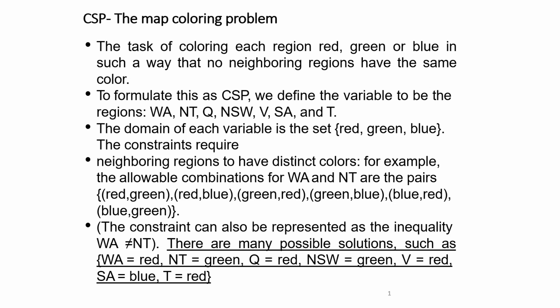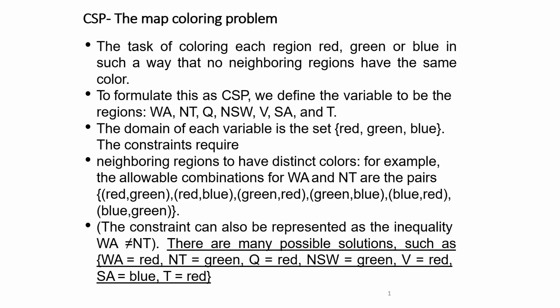Welcome all. Today we are going to see the map coloring problem, which is a classic example of a constraint satisfaction problem, or CSP. The main objective of this map coloring problem is to assign a color to each region. For example, we are going to choose red, green, or blue.